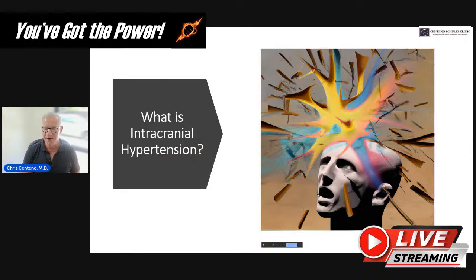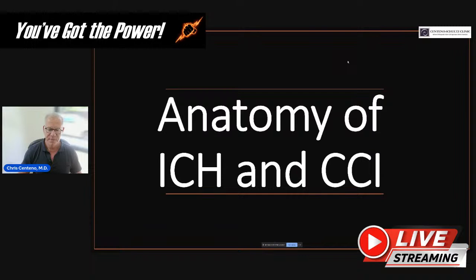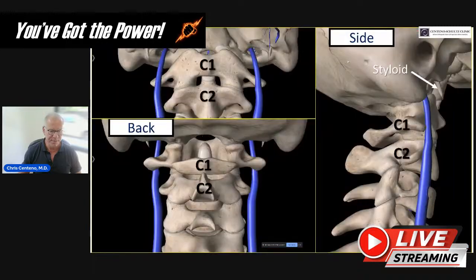So what is intracranial hypertension? It's pretty simply increased pressure within the cerebrospinal fluid, and that's the fluid that surrounds the brain. This is often felt by patients as a pressure headache, although there are lots and lots of causes of pressure headache that have nothing to do with intracranial hypertension. But that's the general idea, that the increased pressure in the skull, in that cerebrospinal fluid, is causing symptoms for the patient. So let's look at the anatomy of intracranial hypertension and craniocervical instability.